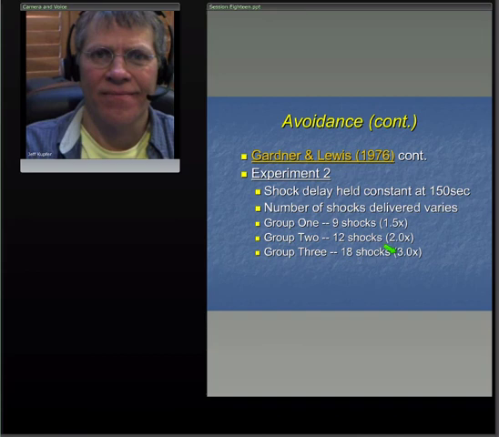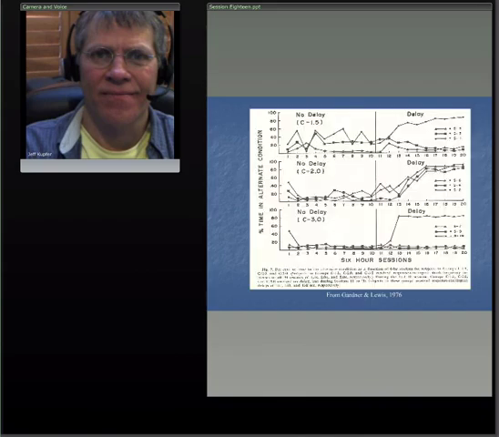Group number 1, remember, all groups of rats here had a 150-second delay. The one that got 1.5 times the amount of electric shock, 9 shocks, you see here that 2 of the rats no longer made the alternative response, the avoidance response, and stayed in the imposed condition. That is, these 2 rats stayed in the VT 30-second shock. However, 1 rat continued to make that avoidance response. In this situation over here, when it was twice the amount of electric shock, all of the rats continued to make the avoidance response, even when they were getting double the amount of electric shock. Virtually all 3 of those rats stayed in the alternate condition.